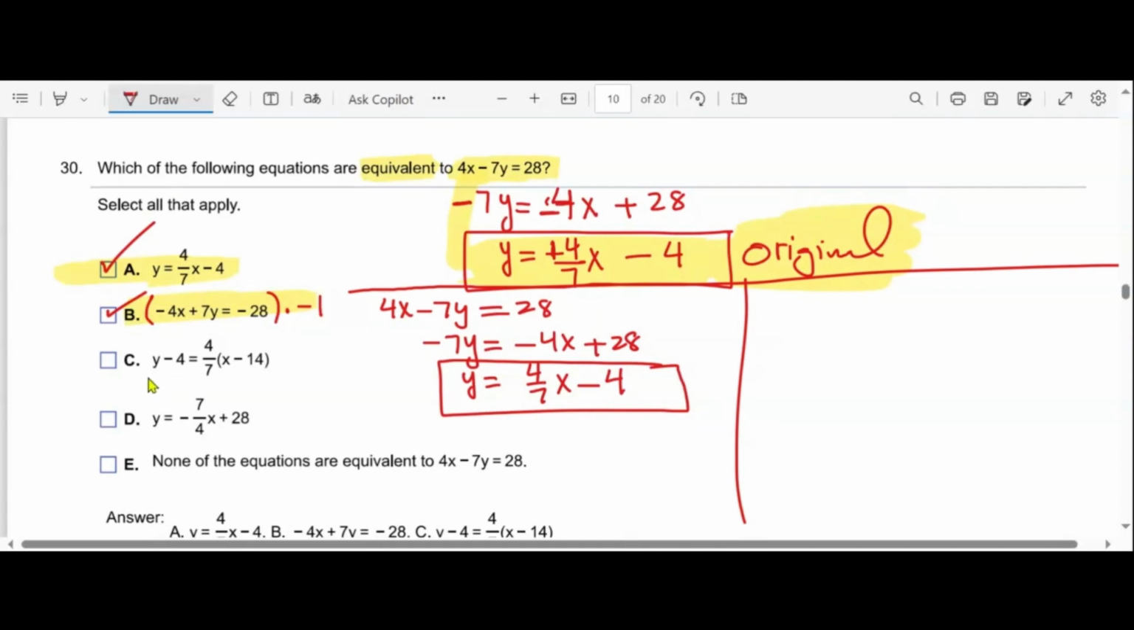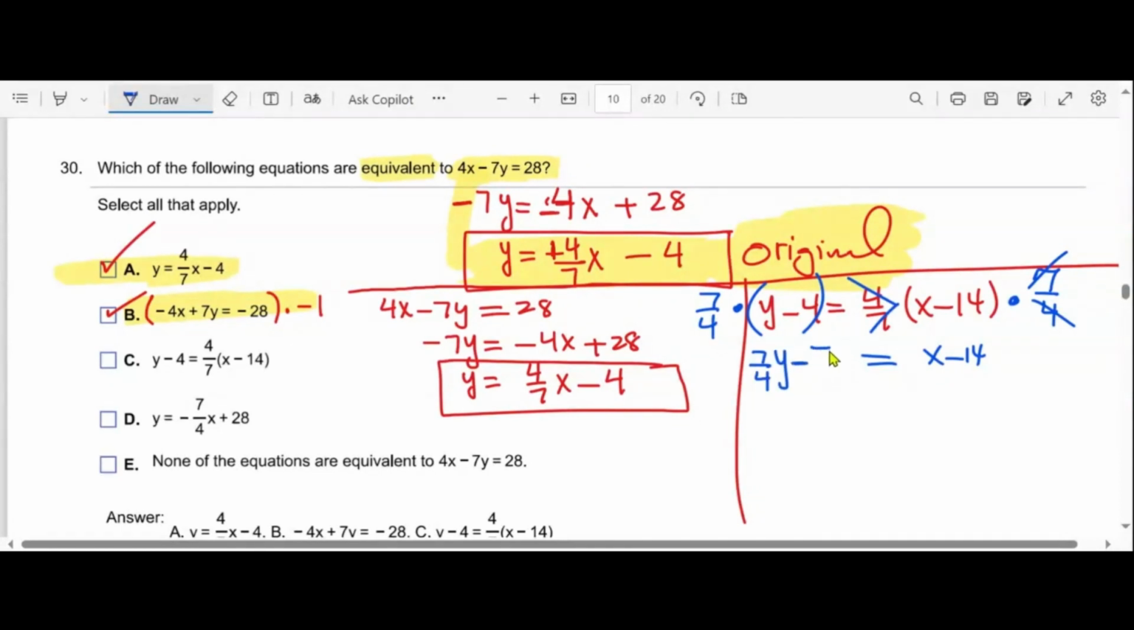So let's try this one. y minus 4 equals 4 over 7, x minus 14. I need to get rid of the 4 over 7. What should I do? Multiply by 7 over 4. If you multiply one side, you multiply the other side. So this cancels with this and this cancels with this. So you get x minus 14 equals what? 7 over 4 y minus 7, because I cancelled the 4 with the 4.